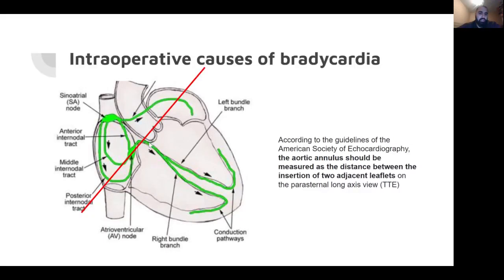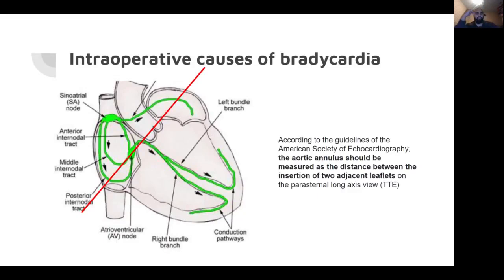Now you can see this is the conduction system. This is the AV node here. So if you take a stitch here too deeply, you could catch the conduction system here. You could even catch the AV node if you go in way too deep. And it's these kinds of maneuvers during the operation that can cause permanent damage to the conduction system. And if you permanently damage the conduction system here, then you essentially are inducing heart block.